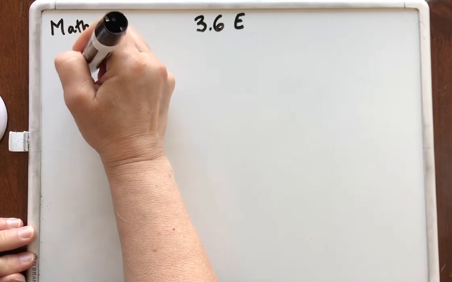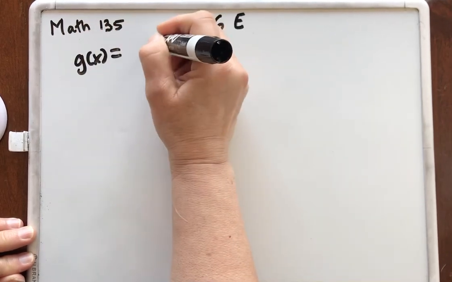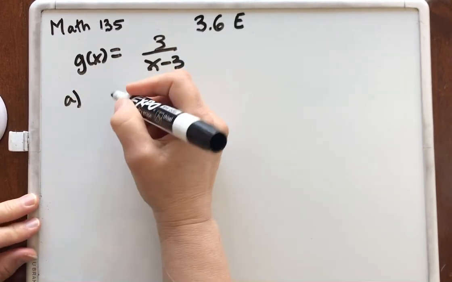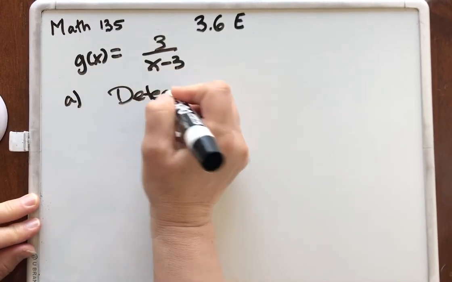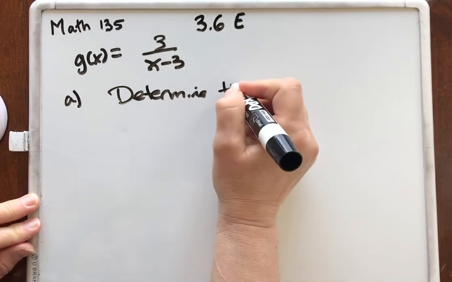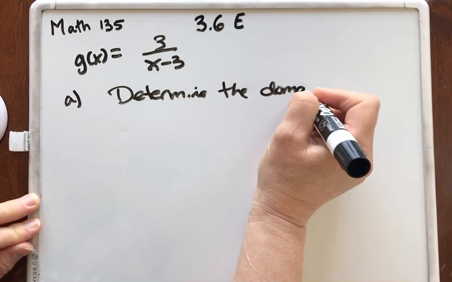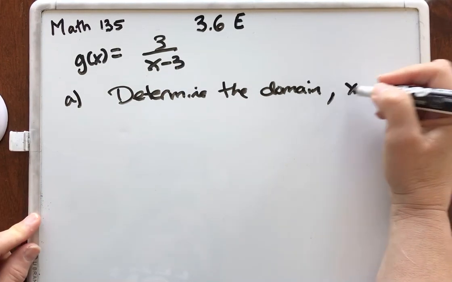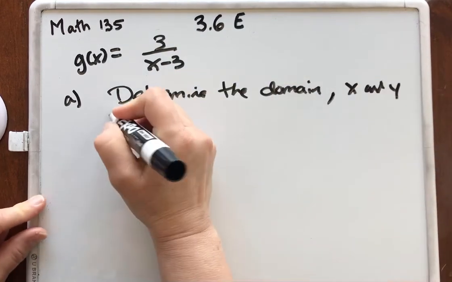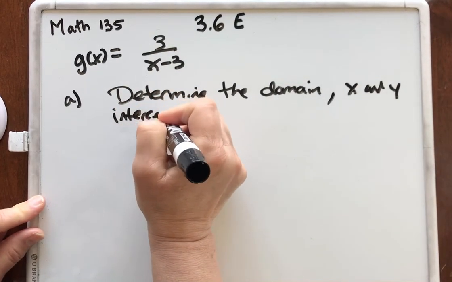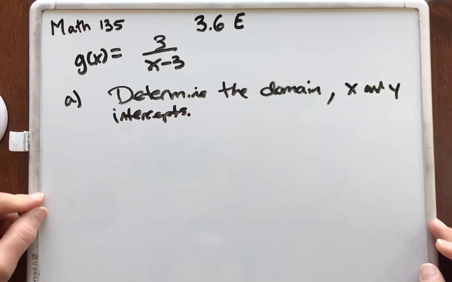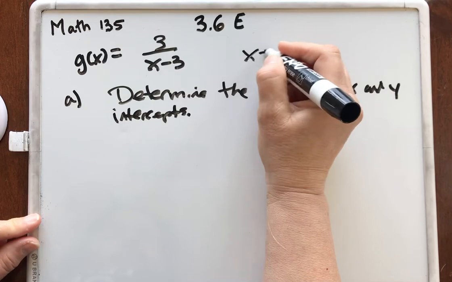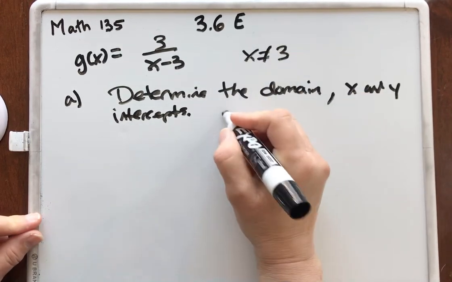We're going to be given a function. I'm going to call it g of x equals 3 over x minus 3. A, determine the domain. That means all allowable x values or input values. The x and y intercepts. Okay, now determine the domain. We know x cannot equal 3. So what is our domain going to be?